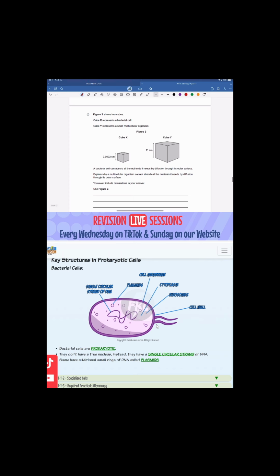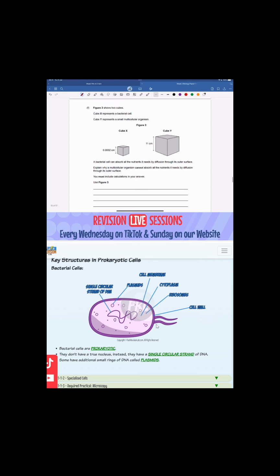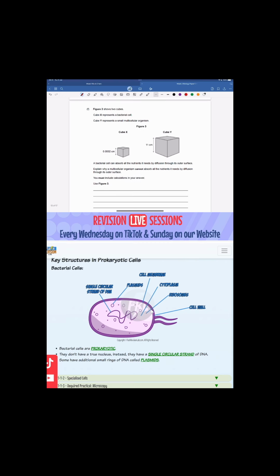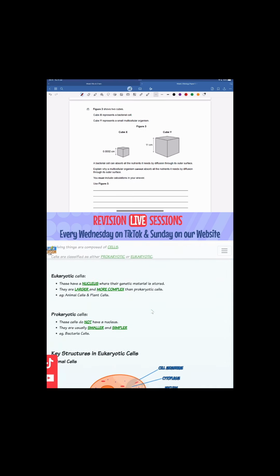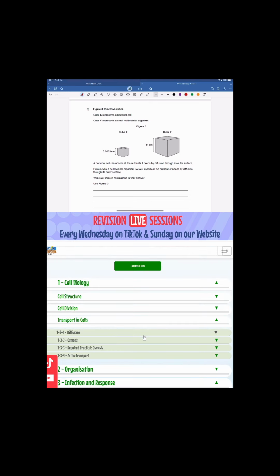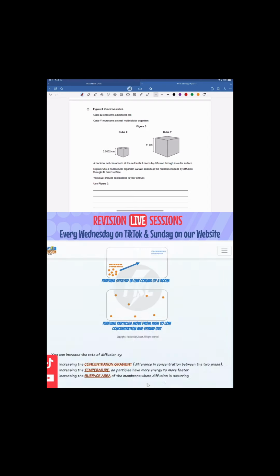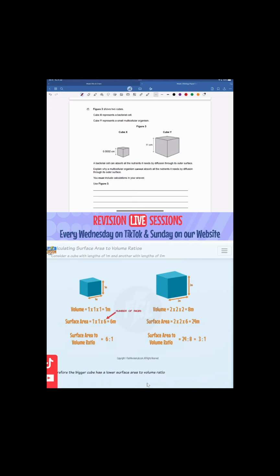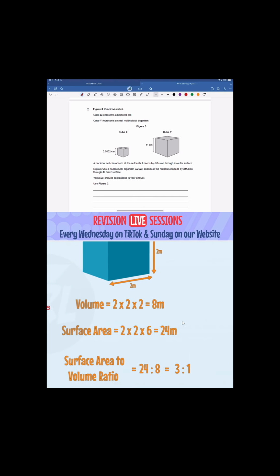Next. Okay, this is a bit of a calculation to do. It's quite a tricky one for biology, but I've shown you one similar already. So we've got two cubes. Let me go back to the notes where we had the two cubes. It's just awkward numbers. The calculation is the same as before, but the numbers are a bit awkward. So here are the examples of the calculations that we look at.